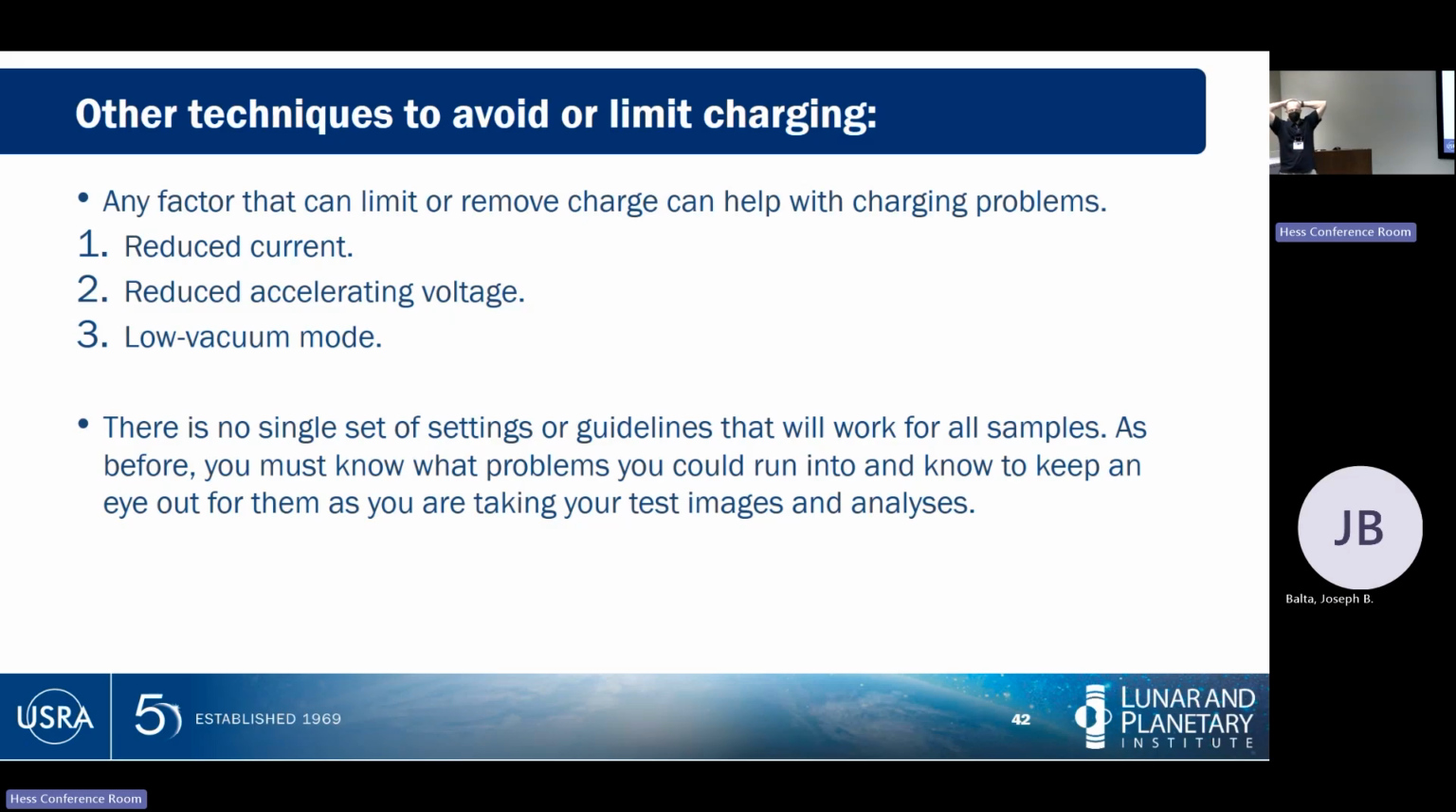Accelerating voltage is how much energy do the electrons have when they hit the sample. If I drop that, then the electrons that are in the sample have less energy. They may fluoresce less. There is no single version of this that works for every sample.